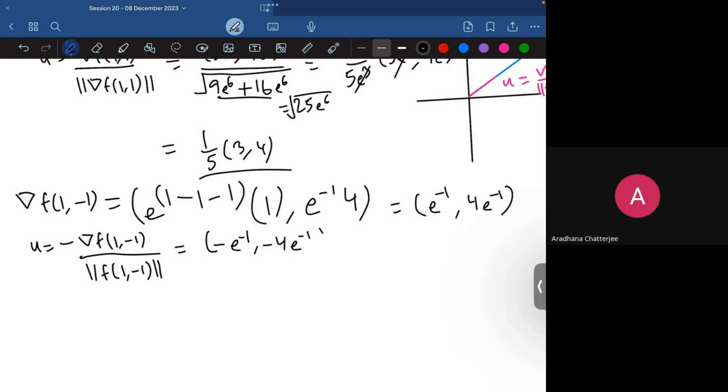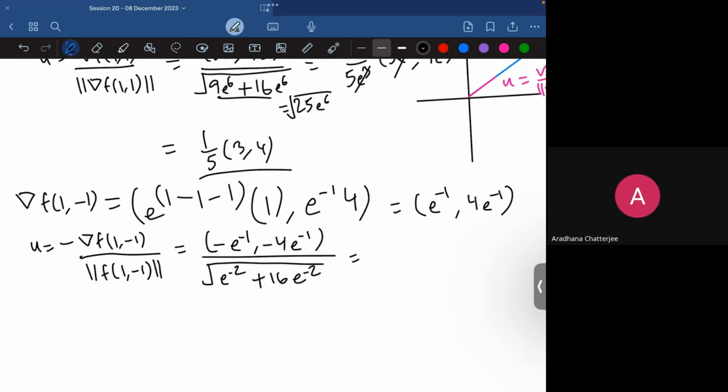And what is going to be the denominator now? Root 17 e to the power minus 2. So how are we getting 17? Let's do the full writing out now. First we'll have root, and then the first value we'll square it. So that is just e to the minus 1 raised to 2, so e raised to minus 2, plus 16 e raised to minus 2, right?